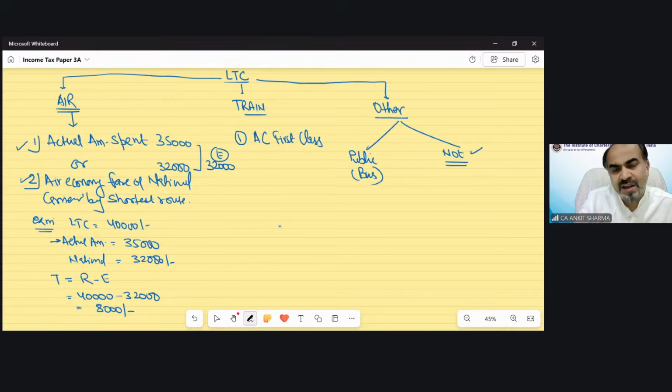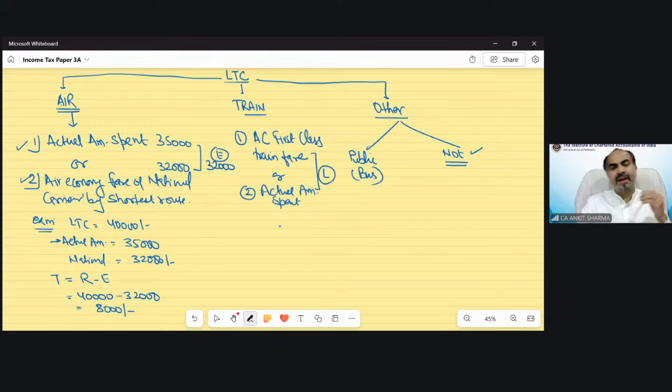AC first class train fare for that journey by shortest route, or actual amount spent, whichever is lower is going to be exempt and balance is going to be taxed.